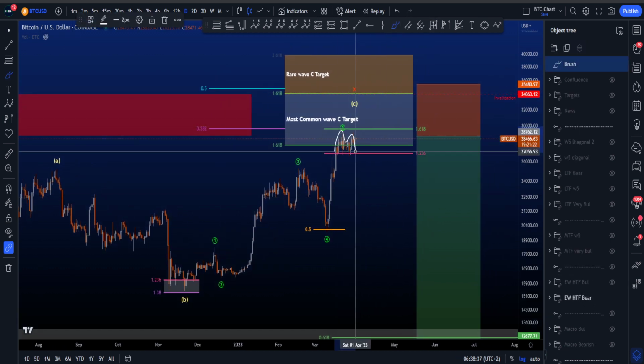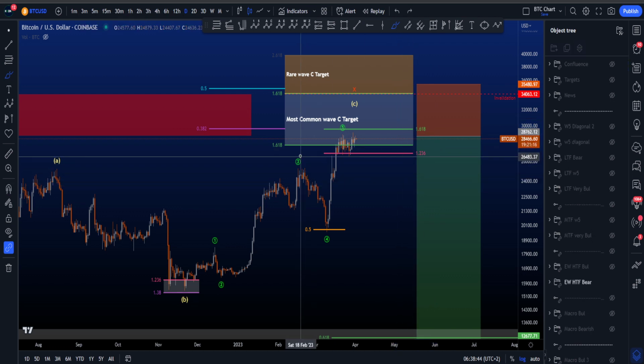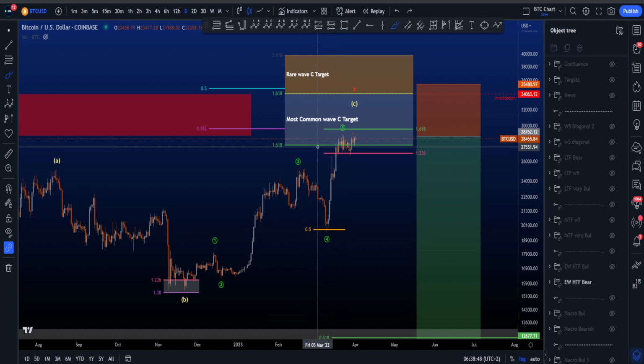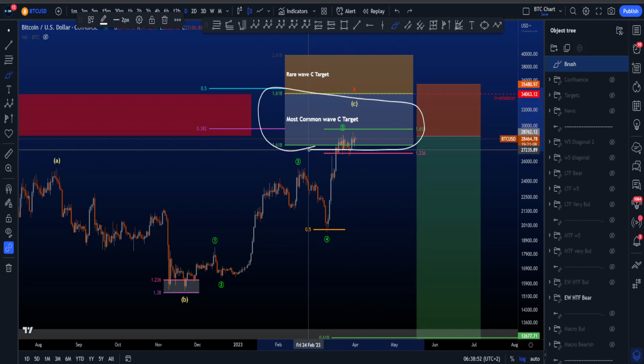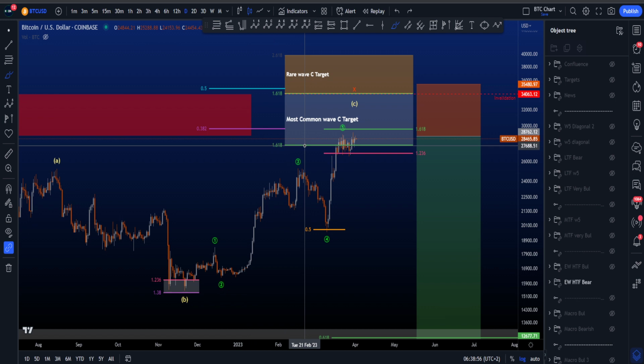Currently, this wave 5 is ranging in the most common target area for wave 5, which is between the 1.236 and the 1.618, pulled from the high of 3 to the low of wave 4. Also, price is ranging inside the most common target for a wave C, the white box over here, which is the two 1.618s, basically between 27.6k and 34k.